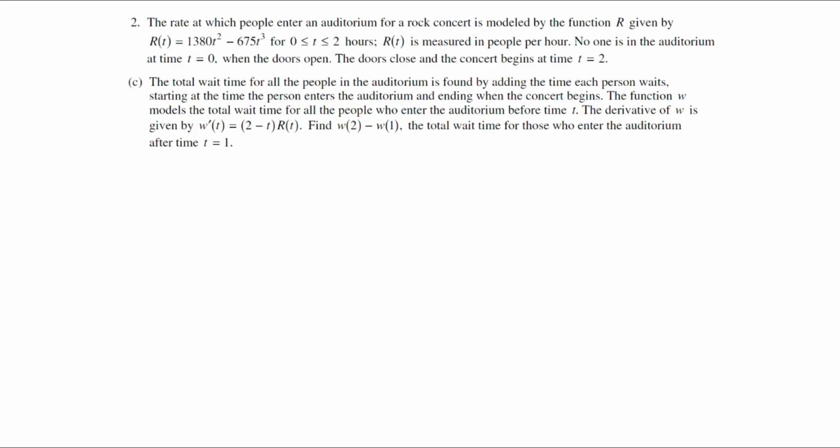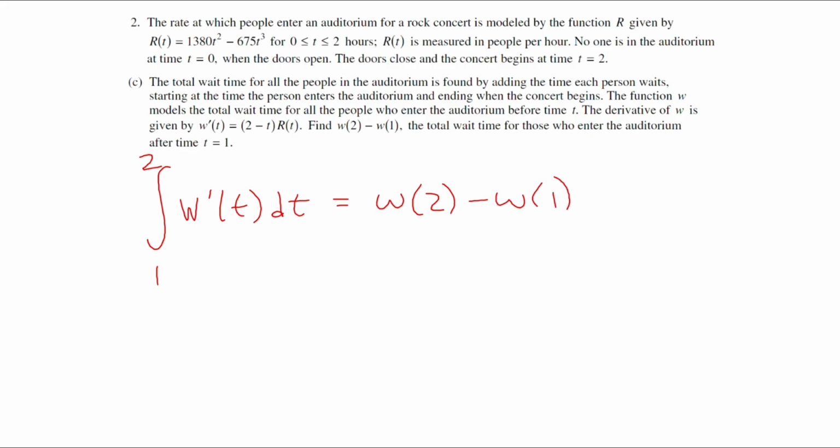Well, the w of 2 minus w of 1 should just equal the integral of w prime of t dt from 1 to 2, right? That's equal to w of 2 minus w of 1, because the integral of w prime is w, and you evaluate the upper limit and the lower limit and find the difference. So all we want to do is evaluate this integral, which we can do just using our calculator.